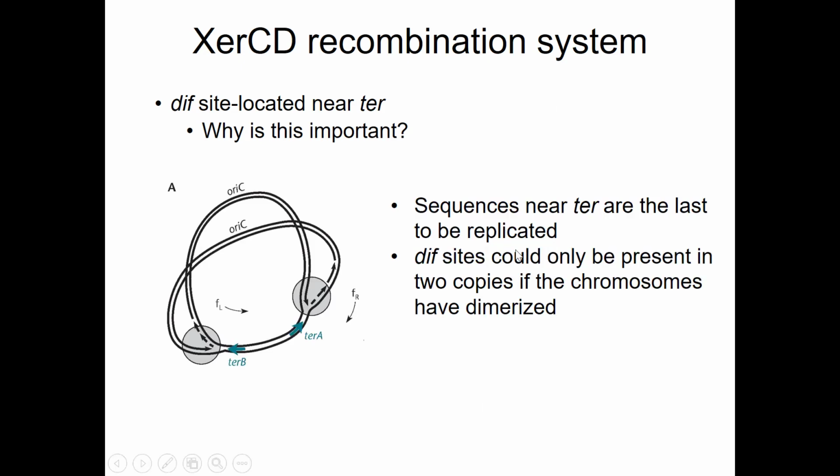It's important because the sequences near ter are the last to be replicated. Therefore, the dif site could only be present in two copies if the chromosomes have dimerized. So if we look at this image here, if the dif site were near oriC, you would have two dif sites on one piece of DNA very soon after DNA replication has begun, but before the chromosome has been completed, meaning that the XerCD system might try to resolve this chromosome before replication even finished, which could be bad.